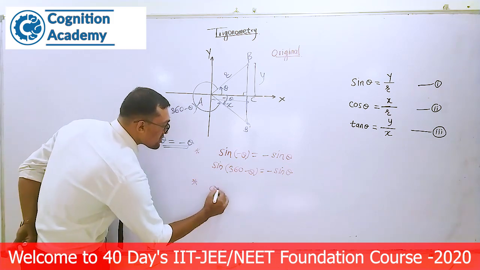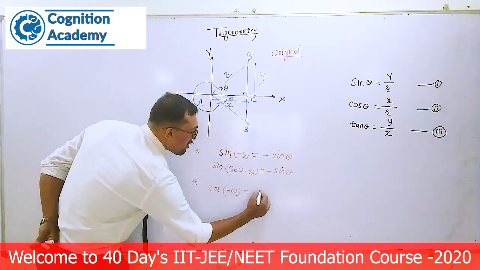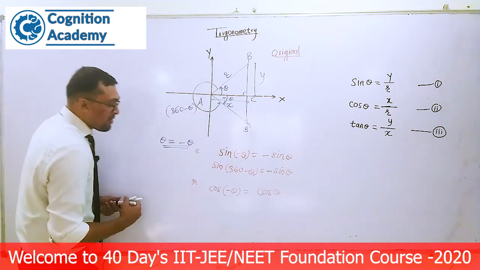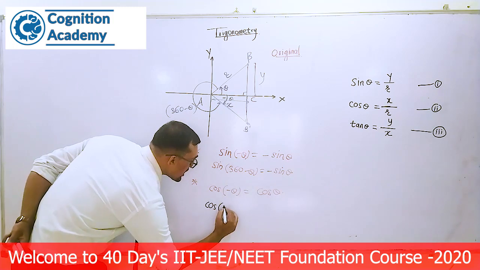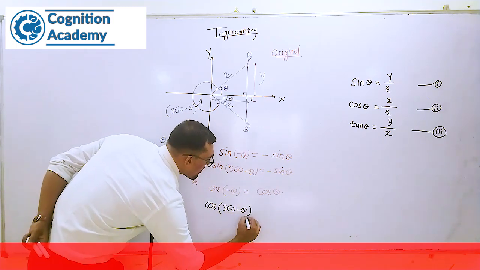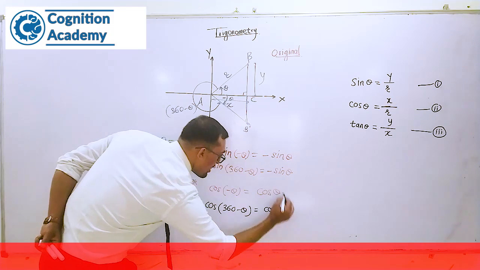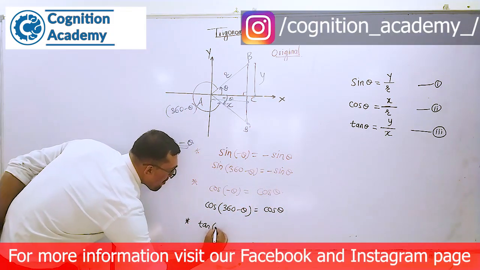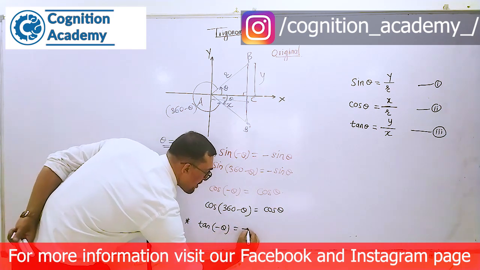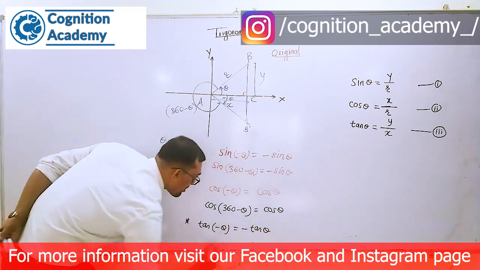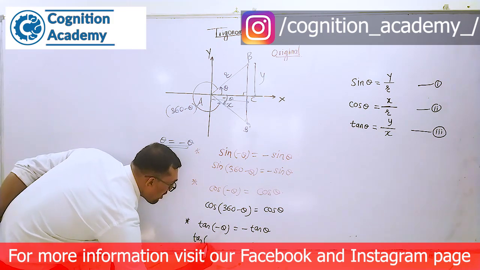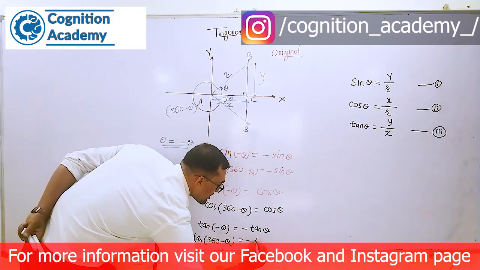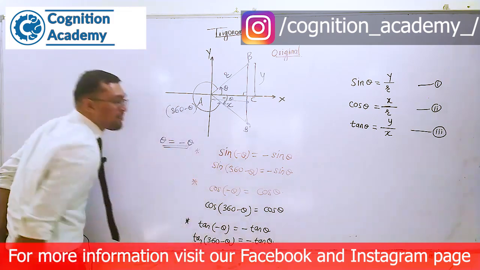Next, what was the cos of minus theta? It was cos theta. Similarly, the cos of 360 minus theta becomes cos theta. And last, the tan of minus theta becomes minus tan theta, or we can say that the tan of 360 minus theta is minus tan theta.